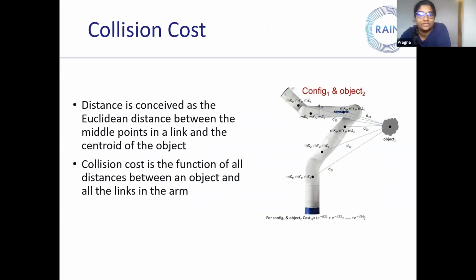Now, how we conceive the cost of collision. When we have an arm, we calculate the distance between the midpoints of the links and the centroid, and we take the exponential of those distances and make a sum, and that is our cost of collision. So in this picture, it is depicted that we have a centroid of the obstacle, and we measure the distances, which are d's, and then we take the exponential of it and make a sum.